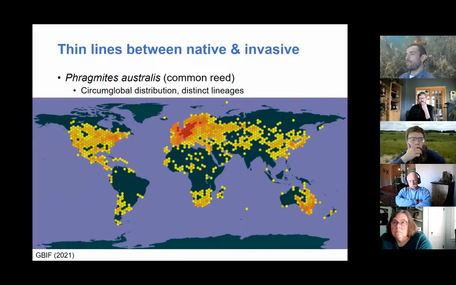And then Phragmites australis, common reed, another species with a really wide native distribution, a circumglobal distribution, native to every continent except Antarctica. And these different genotypes have arisen in these different locations and then been mixed around by human activity.